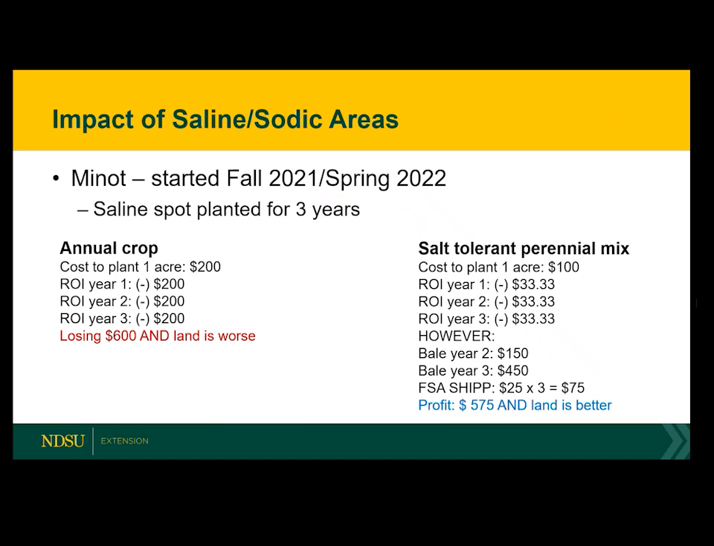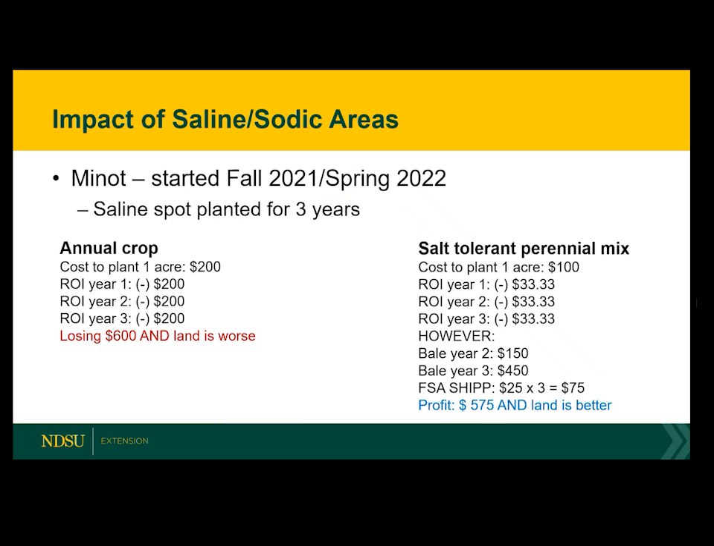So if you're doing an annual crop, you figure you're maybe spending $200 in inputs and you're getting no yield out of it because it's so saline, so you're not getting anything. So we squared that area off, and the cost to plant 1 acre is about $100 for that mix if you do it all in your first year. We figured we roughly made $33 return on investment the first year. And in year 2, we started making a little bit more money because we started getting more bales as the alfalfa grew more and more. So we started baling it.